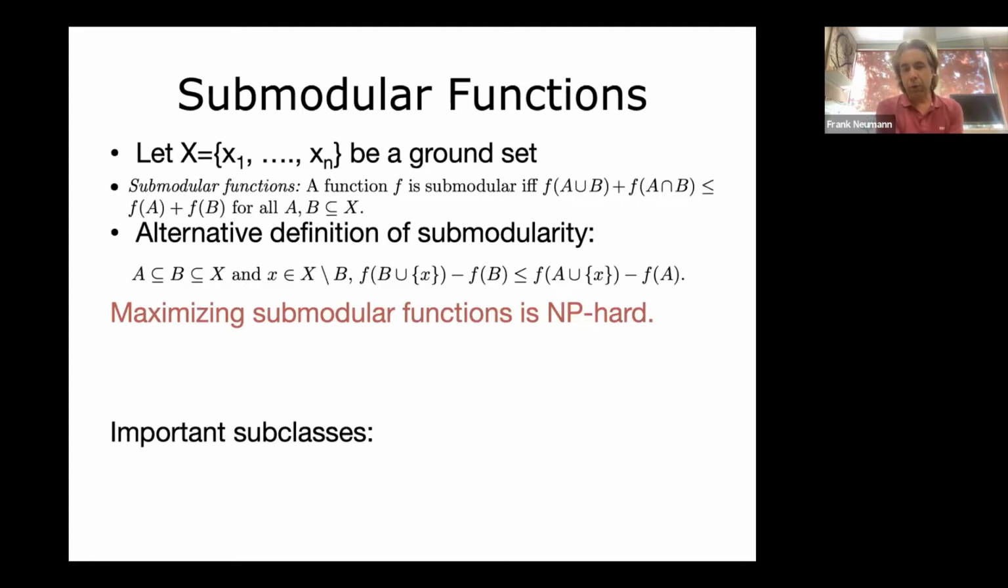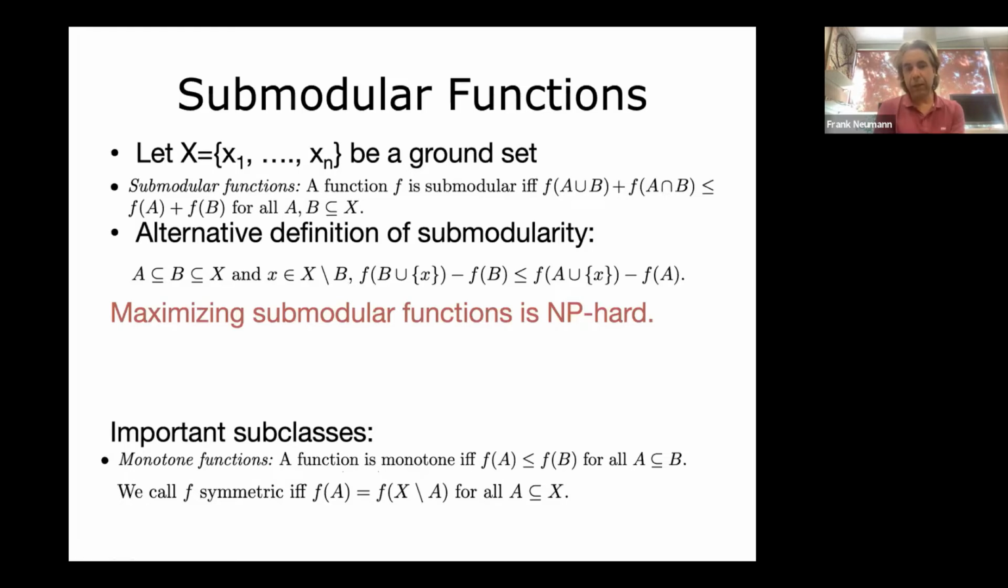Important classes that are usually considered are monotone functions. If you have a monotone function, then you can just add an additional element and you're not going down in terms of fitness. This doesn't hold for the general definition of submodularity. A function is monotone if you have a subset of another set, and then for the superset, the function value cannot be smaller. And a function is symmetric if, taking a set A, the function value of A is the same as taking the ground set without A.